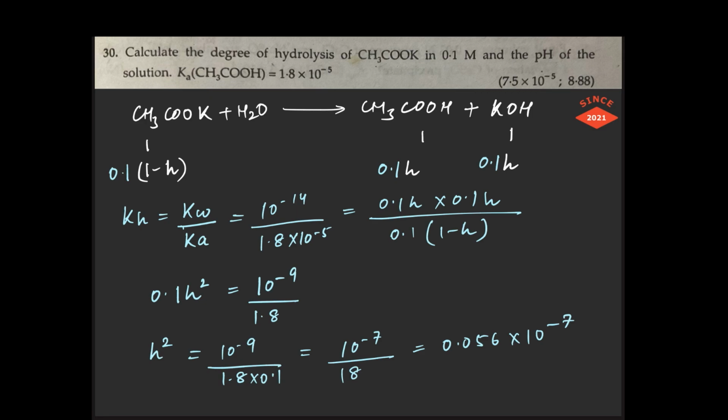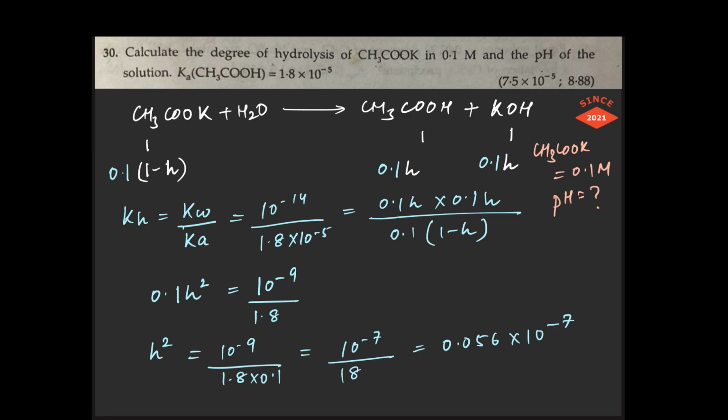Here you have to find the degree of hydrolysis. What is given is the molarity of potassium acetate solution, that is 0.1 M, and the pH of the solution you have to find out. The acid dissociation constant for acetic acid is also given.